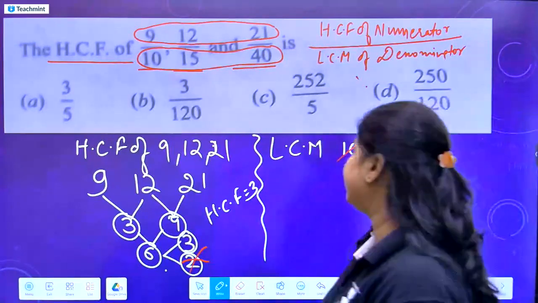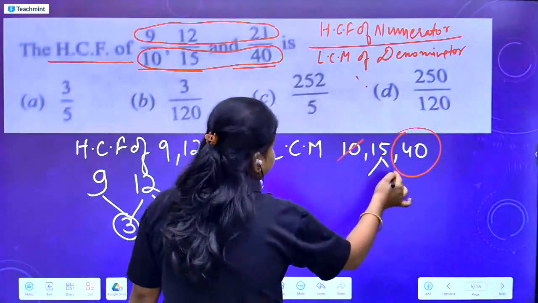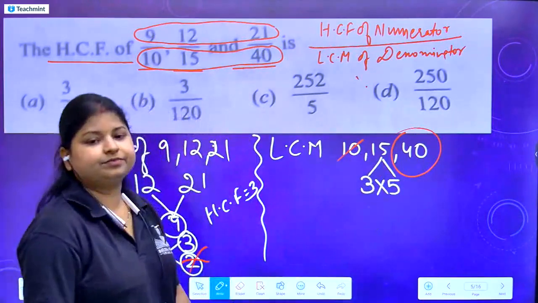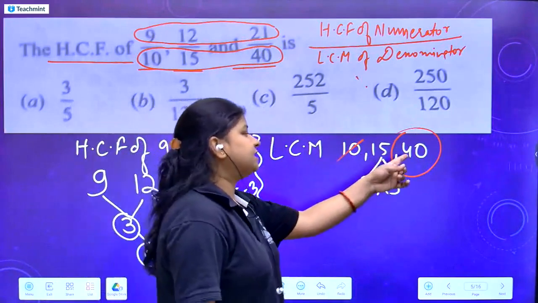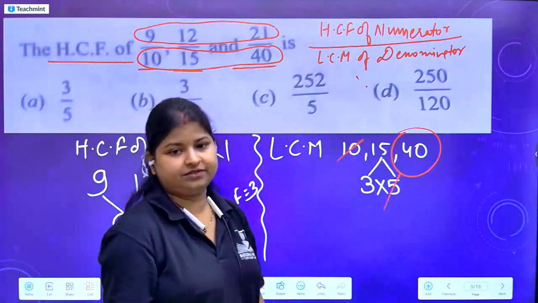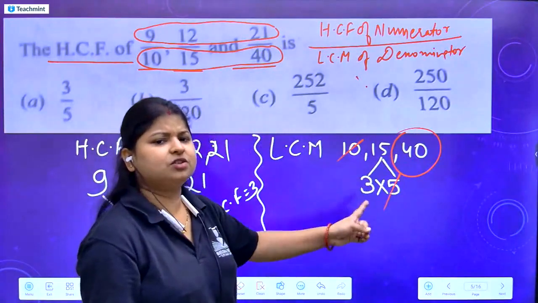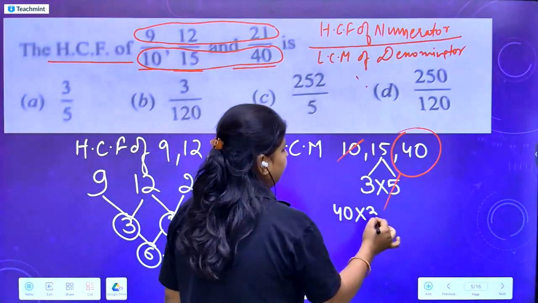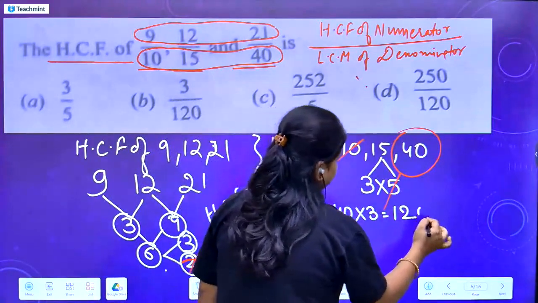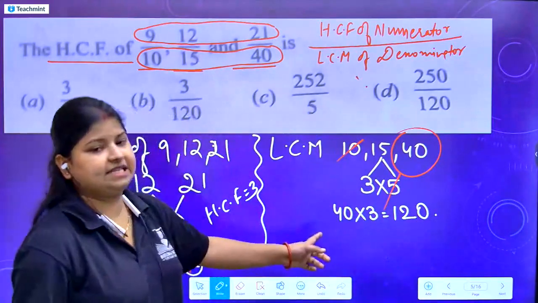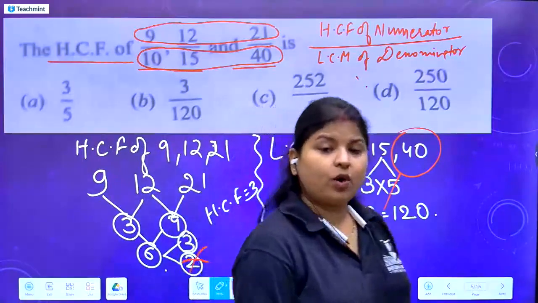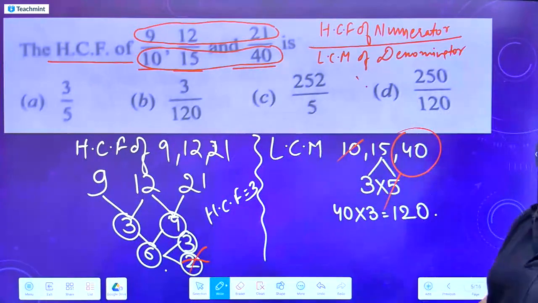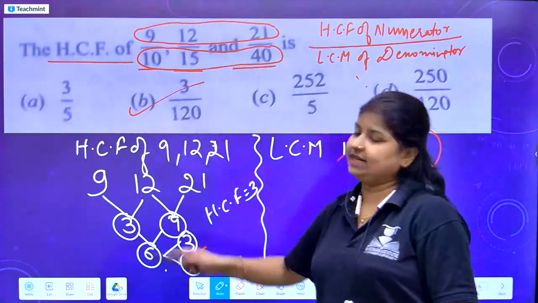Then how shall we calculate? Then I will break this 15. I will write this 3 into 5. Now, is this 40 divisible by 5? Yes, divisible by 5. This 40 is not divisible by 3. That means my LCM will be 40 into 3, that is 120. So I got my HCF 3, LCM 120, that means 3 upon 120 is my answer.